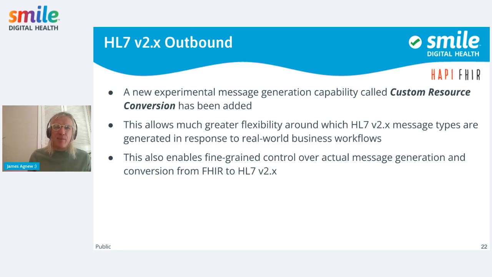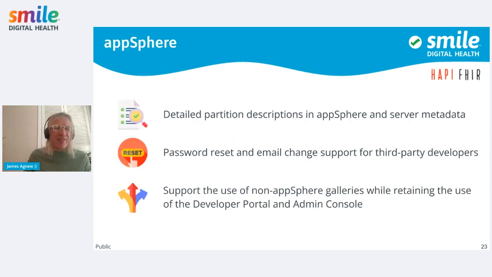So this kind of led to some weird mismatches where you do your best to configure the system, but it might not actually send out the HL7v2 message you intended. This new system called custom resource conversion allows you a whole bunch more flexibility in terms of which messages you send out. So if you're building a system that needs to automatically send out v2 messages to interoperate with perhaps legacy systems, even though you're thinking natively in FHIR, this might well be a super useful feature to you.